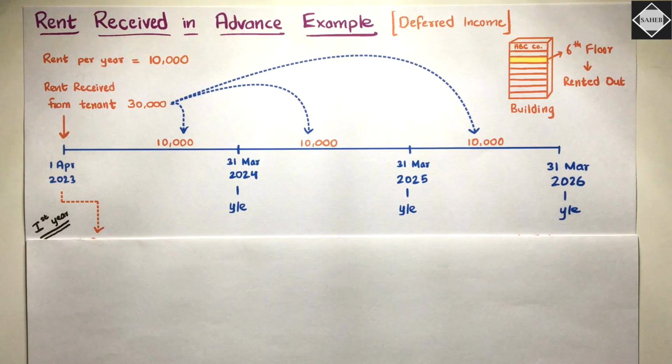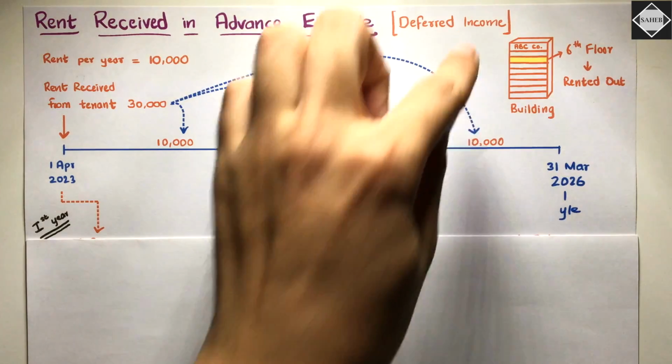Now I will ask you one thing. Tell me, have we earned this 30,000 entirely? Is it our income? No. You will say no, it's not our income. We have understood the concept of deferred income.